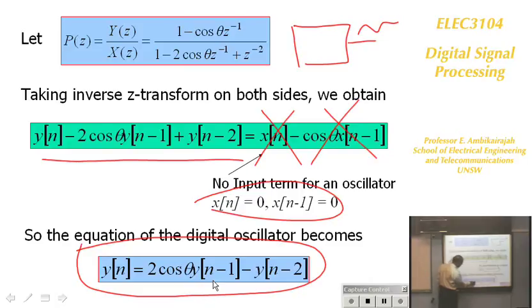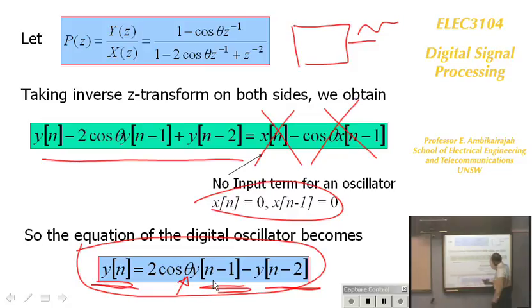Where theta is my oscillation frequency, Yn is the current output, Yn minus 1 is my previous output, and Yn minus 2 is also a previous output. By implementing that equation on the computer, you can let it oscillate, as long as you give an initial condition. No initial condition, it won't oscillate. It will just sit there if you don't give an initial condition.